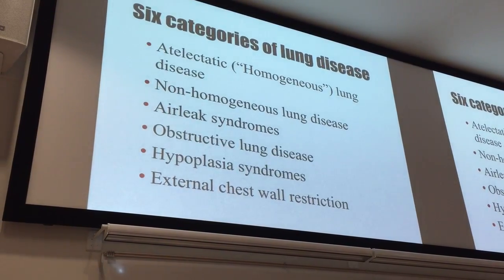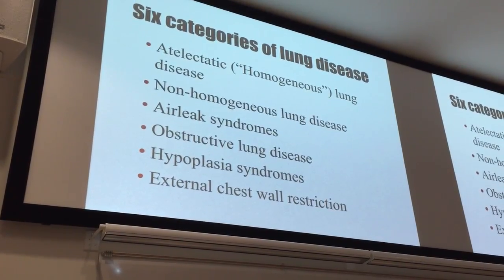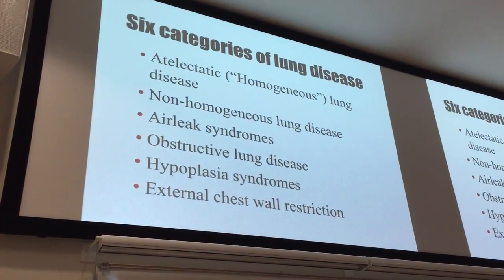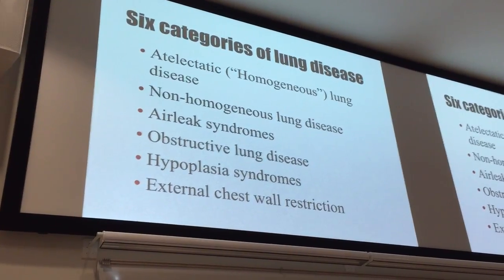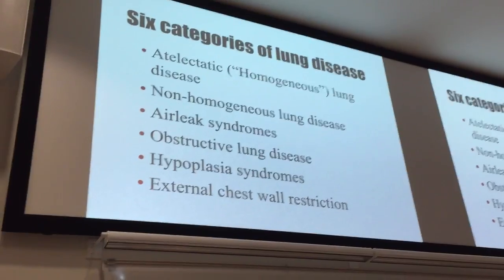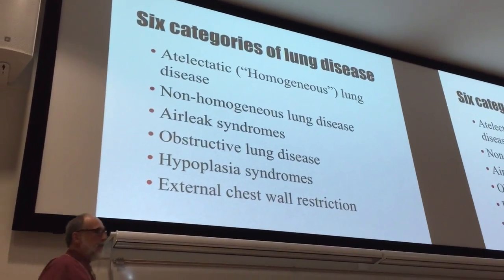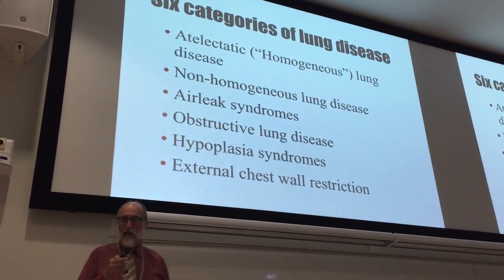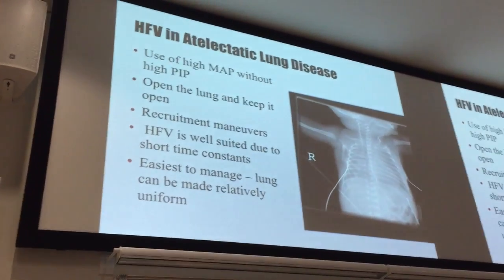And then there's what I call obstructive lung disease. Some people call it restrictive lung disease, but basically airway obstruction, increased pulmonary airway resistance. Then there are the hypoplastic lungs, and then there are the babies whose lungs may be okay, but their chest wall, which includes the diaphragm, doesn't move very well. So let's talk about them briefly in turn.